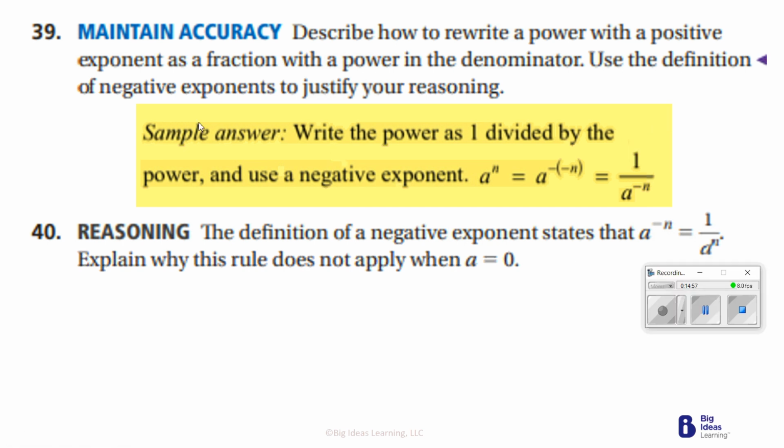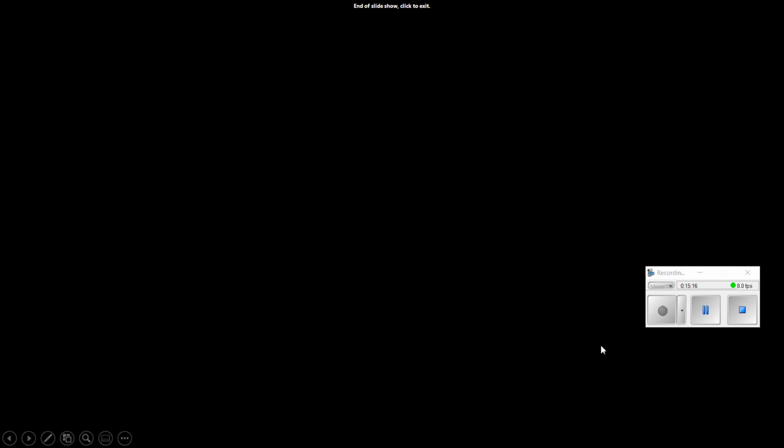Well, this is a sample answer. Write the power as 1 divided by the power and use a negative exponent. So if a to the n equals a to the negative n, so this would equal 1 over a to the negative n. All right. Number 40 is yours to do. And that was it. I'm going to try to find that last one.